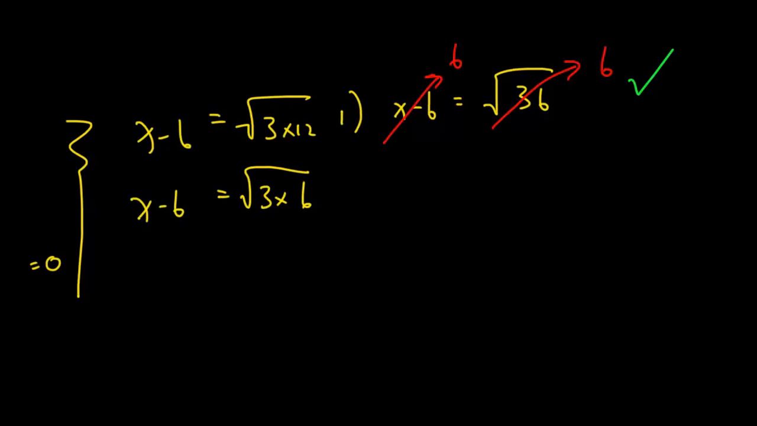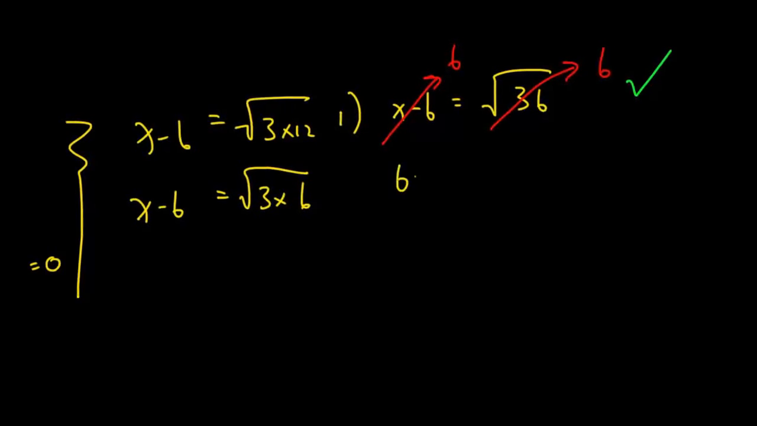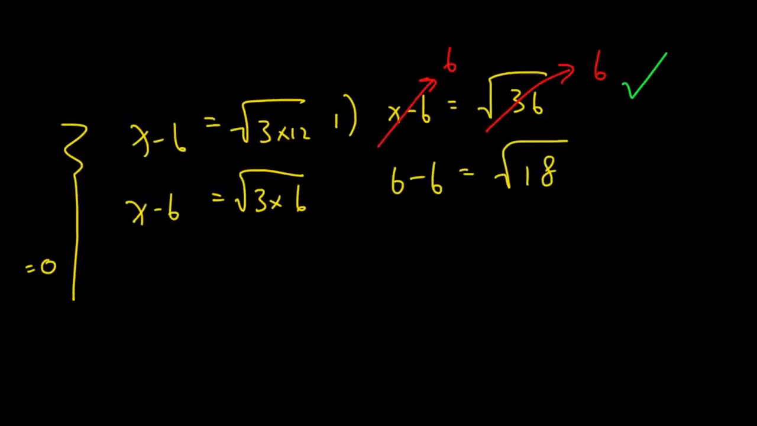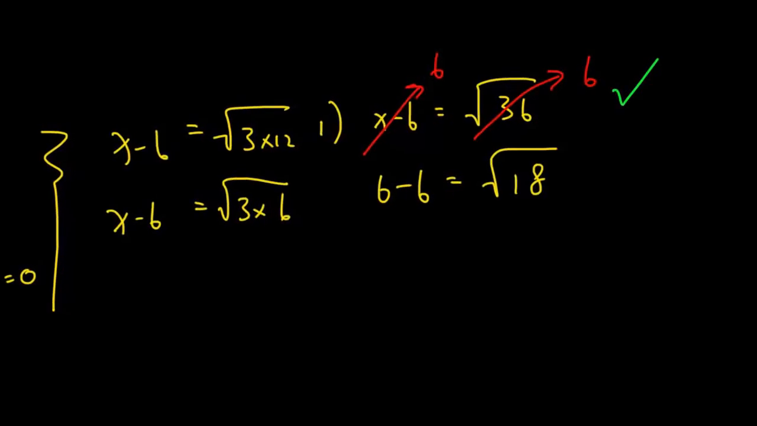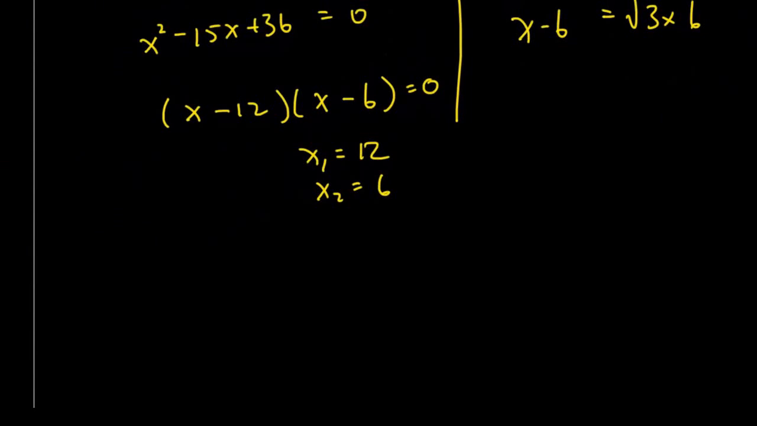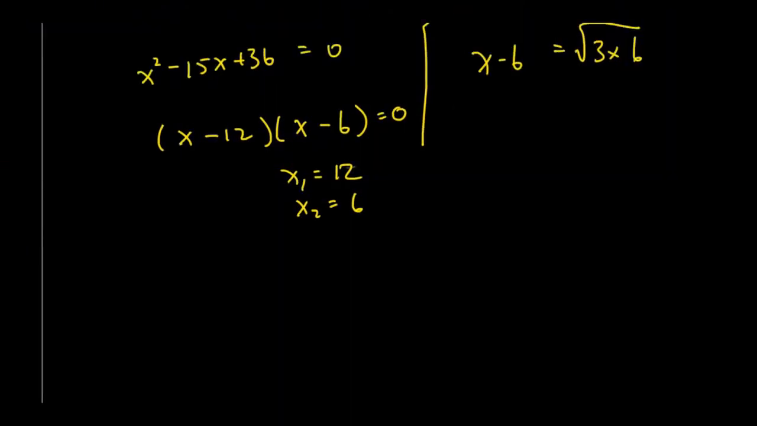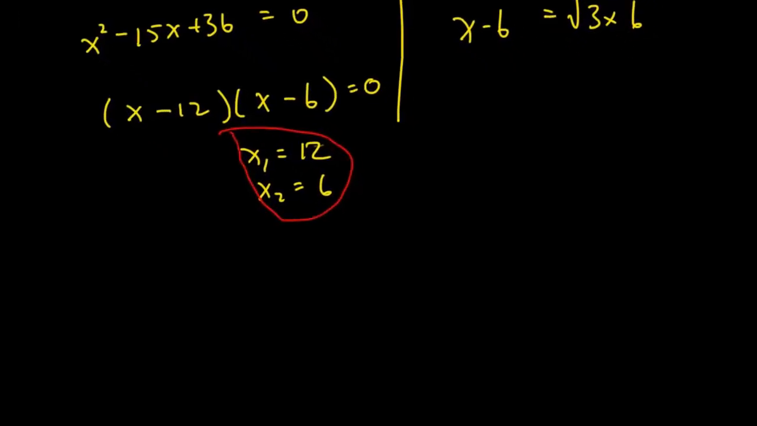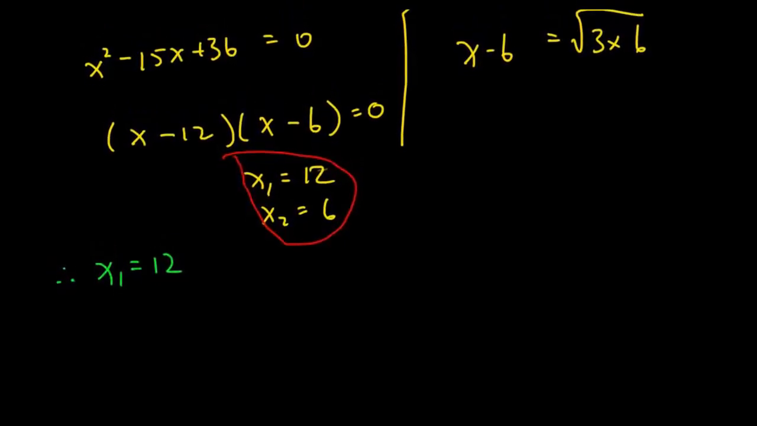Okay, now look at the other one. So 6 minus 6 is equal to the square root of 18. Obviously this is the incorrect answer. So we need to verify that when we arrive at this point, we have to verify our solution. Now in this case, therefore, x1 is equal to 12 and acceptable. Okay, right, so let's move on and do an extra question.